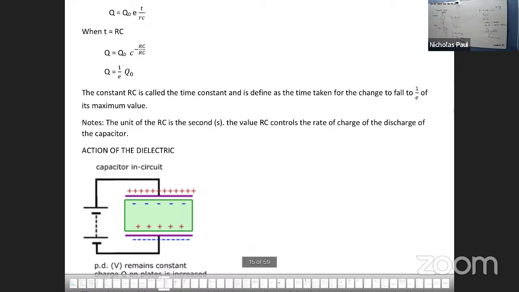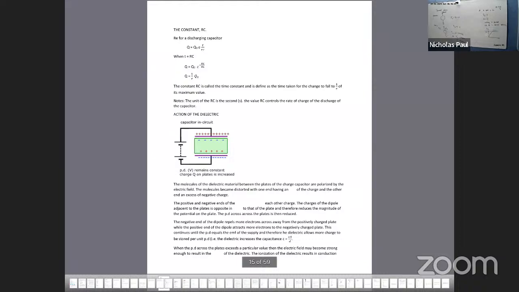So RC is called the time constant and is defined as the time taken to reach 1 on e of the maximum value. So the time taken to go to 1 on e of the original maximum value is called the time constant, and the SI unit is seconds. That's where we stopped last day, and we did a couple of questions, but I wanted to go over that a little bit.